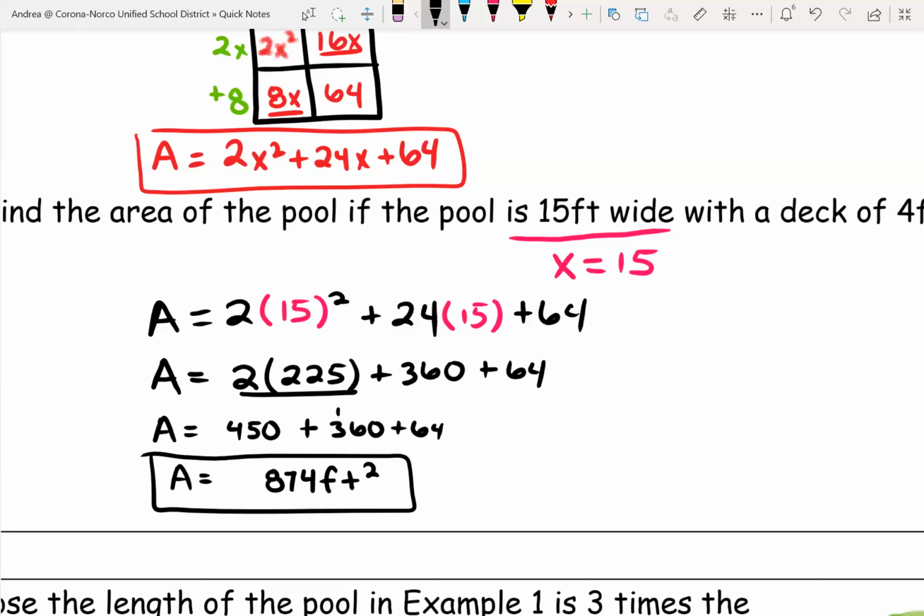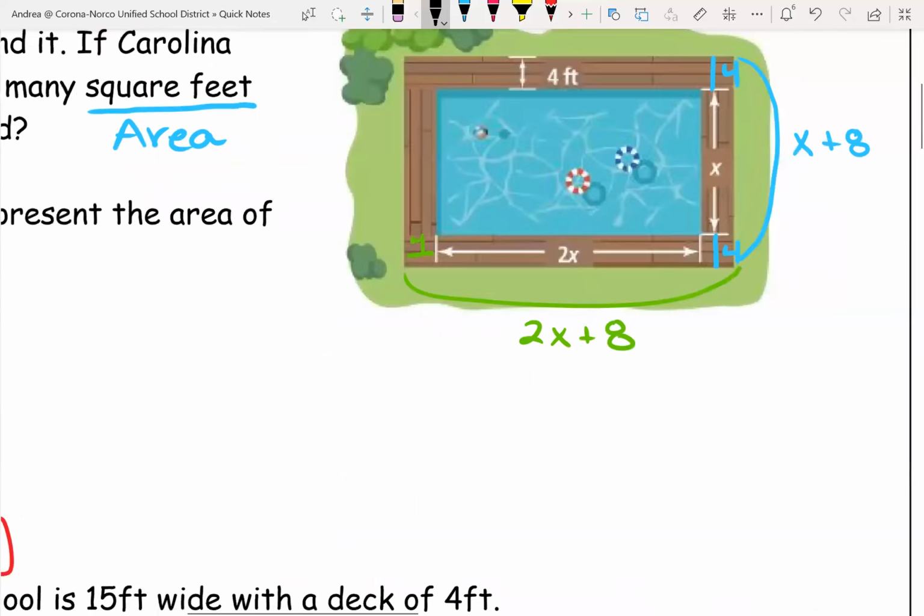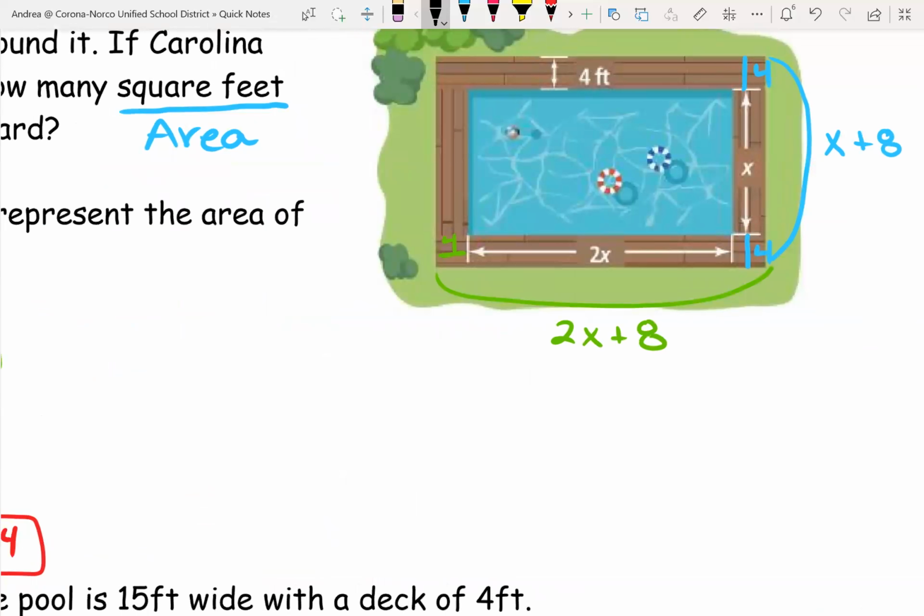Okay, so if the pool is 15 feet wide, then the total area of the pool and the deck is going to be 874 feet squared. Any questions over that? We're all good? Yes. So the deck is already included because remember we added the 4 and the 4 into the length and the width. Since we added it into the total dimensions, we don't have to add anything else to the area. Any other questions?